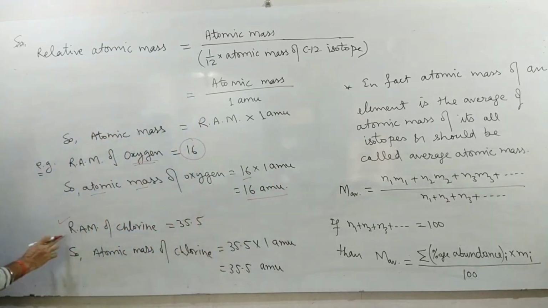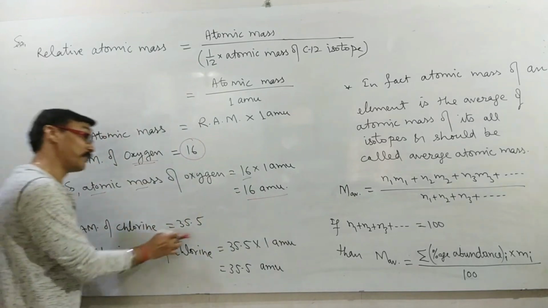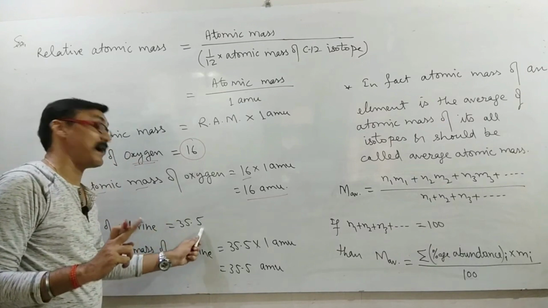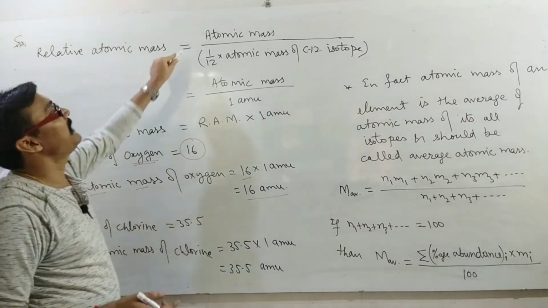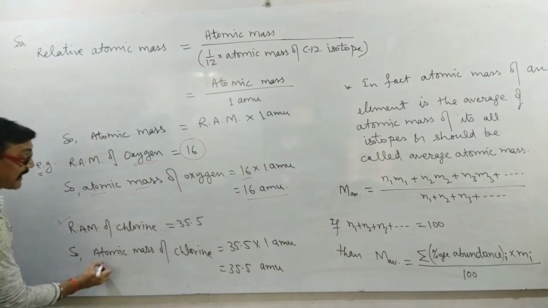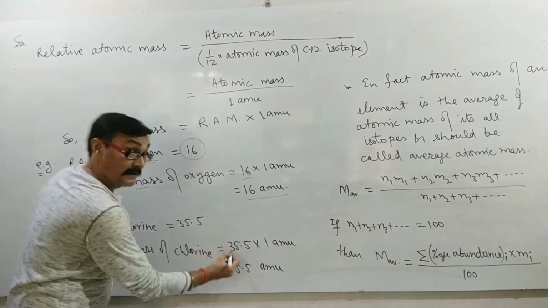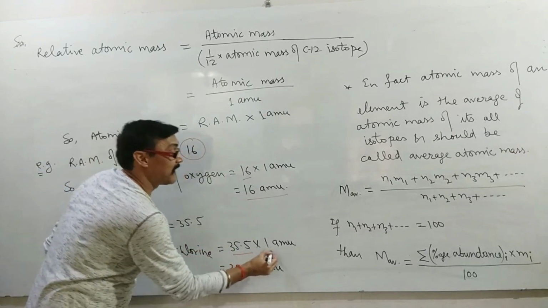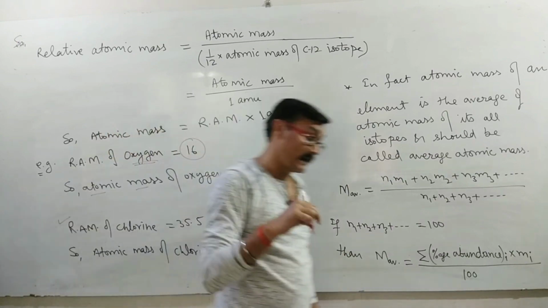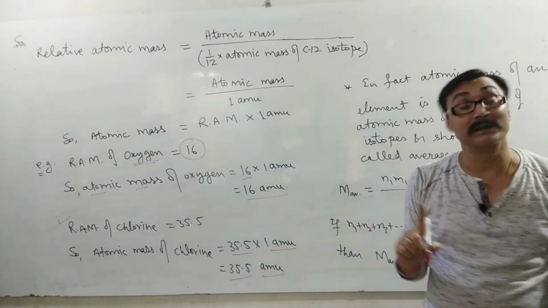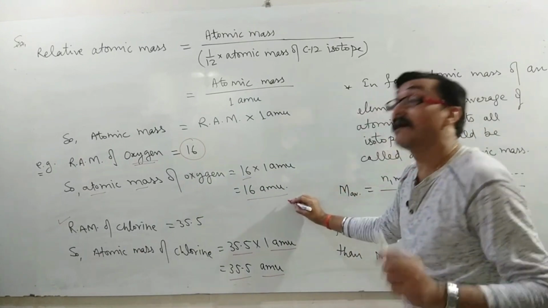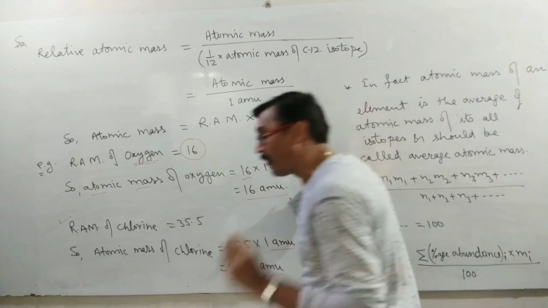And similarly, relative atomic mass of chlorine is 35.5, that is one atom of chlorine is 35.5 times heavier than 1 by 12 of the atomic mass of the carbon-12 isotope. So atomic mass of chlorine will be relative atomic mass multiplied by 1 AMU, that is 35.5 AMU. Mass of one atom, that is atomic mass, has a unit, it is mass, so it has a unit of mass. AMU is a very small unit of mass.